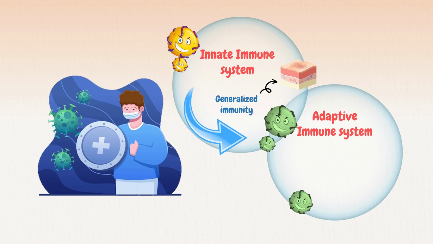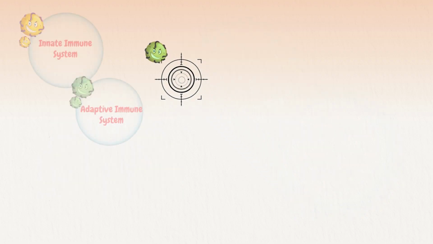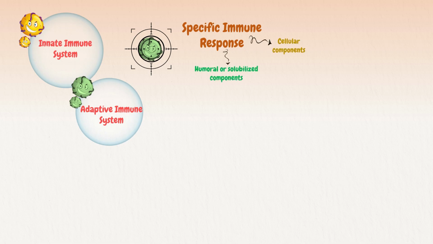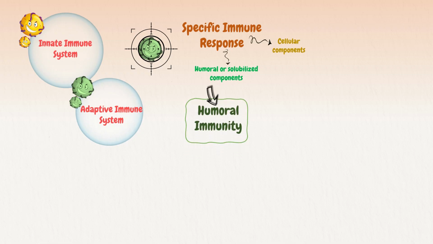It is a collection of specialized organs, tissues, and cells that can recognize the presence of the pathogen in a much more efficient way. Following recognition of the pathogen, the cells of the specific immune system are stimulated to generate a specific immune response. Now this specific immunity involves both humoral or solubilized components and cellular components. Immunity generated by humoral or solubilized agents or mediators is termed humoral immunity, while immunity generated by specific cells or cellular components is termed cell-mediated immunity.